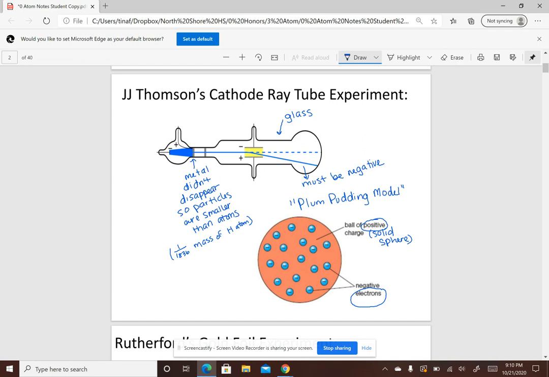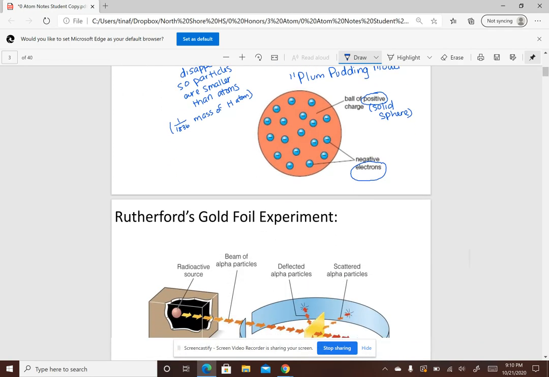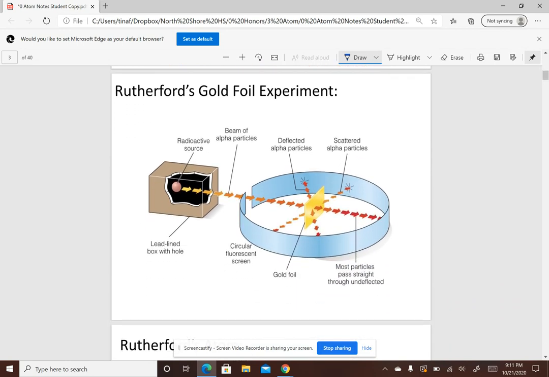Okay. Now, Rutherford, especially for the Regents, guys, Rutherford made a really important contribution to what we think the atom looks like. So his gold foil experiment is very famous. And what this is, see here we have a radioactive source. So radioactive elements, they emit radiation. And one type of radiation is alpha particles. And alpha particles are positive particles.